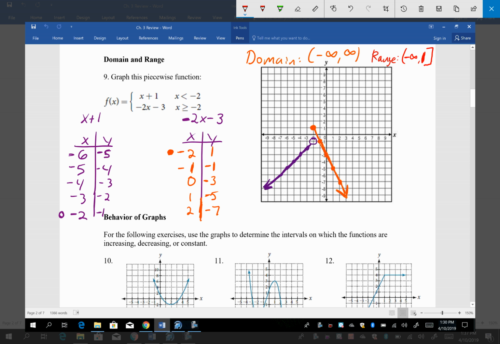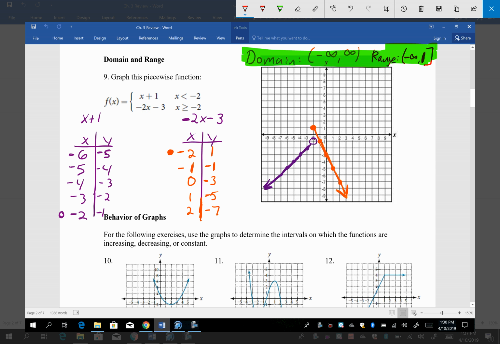Do we all feel good about 9? No, we don't, Heidi. I'm sorry, I should have made that clear. Somebody just asked about domain and range. I'm confused about whether we're going to need to do that or not. Okay, what don't you get? Do you understand why it's negative infinity to infinity for the domain?